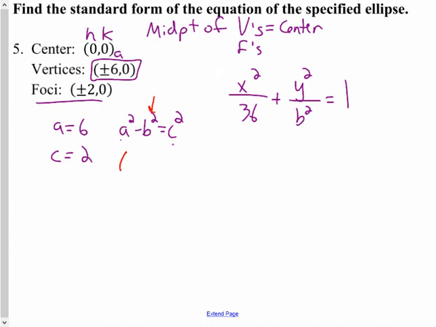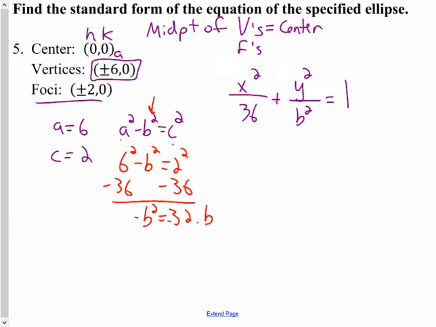So plug in what we know. 6 squared minus b squared is 2 squared. Minus 36 from both sides. 4 minus 36 is negative 32. And so b squared is 32. We do not need b, we need b squared. Okay? So, final answer, plugging in right there: x squared over 36 plus y squared over 32 equals 1.